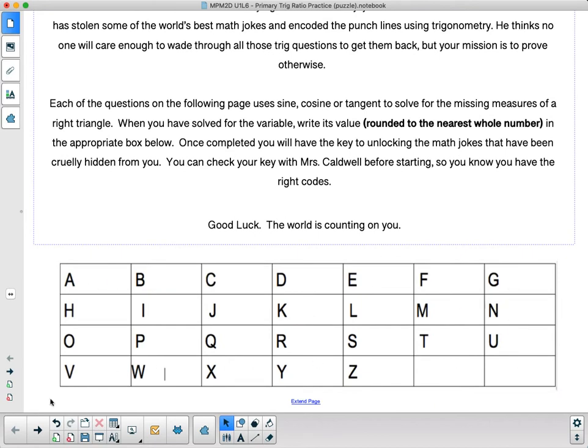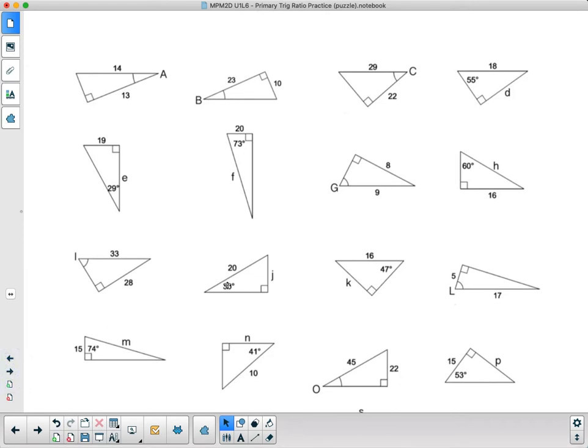So here's the code decoder box, and you're going to get your decoding from all of these things. Now you will notice on this page that sometimes you're solving for an angle. If this little angle is marked here and the letter is on the corner, then you're solving for an angle. If the side is marked with a letter, then you're solving for a side. So we can just pick one of these. I'm going to pick one and do it with you. So let's pick this one. We're solving for an angle.